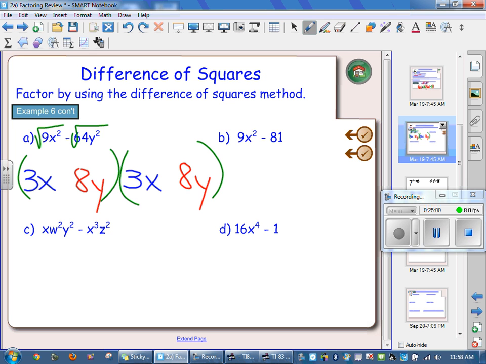Okay? You check inside your brackets. Can anything else be square rooted again? No. If nothing else can be square rooted a second time, then you're done. That's our final answer.